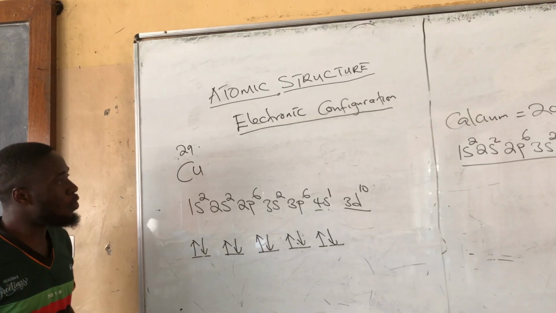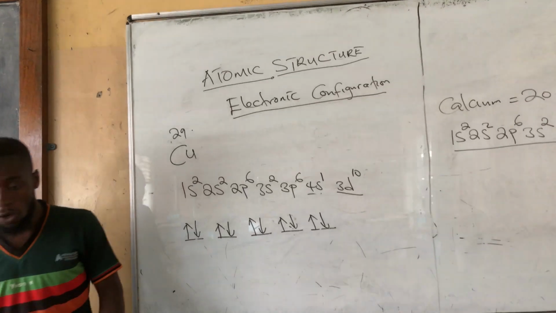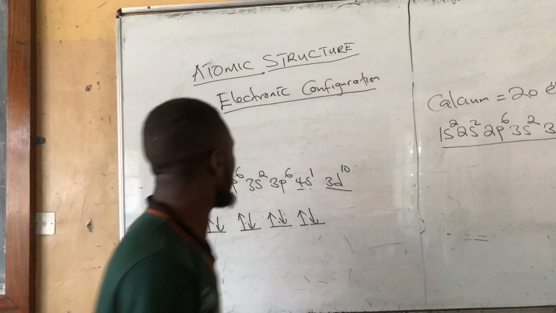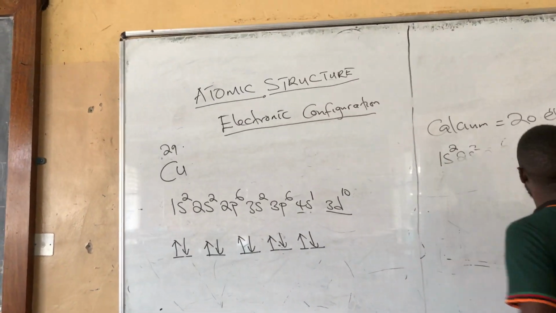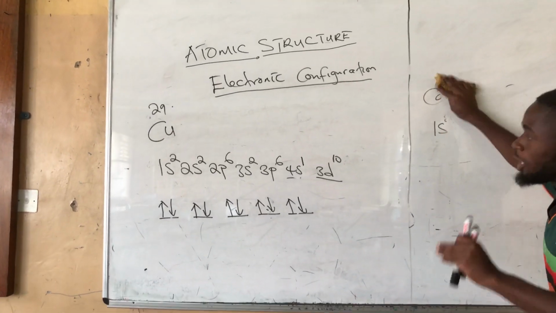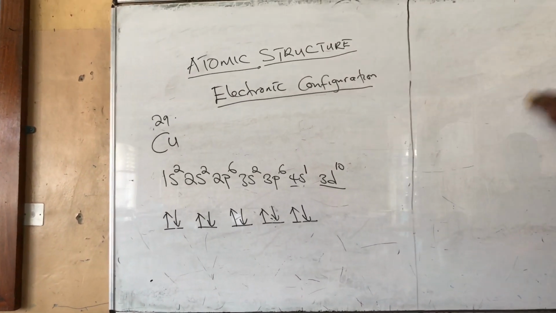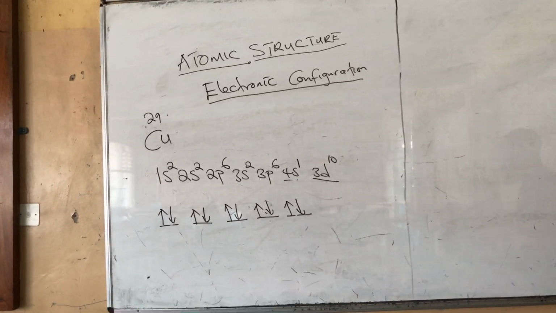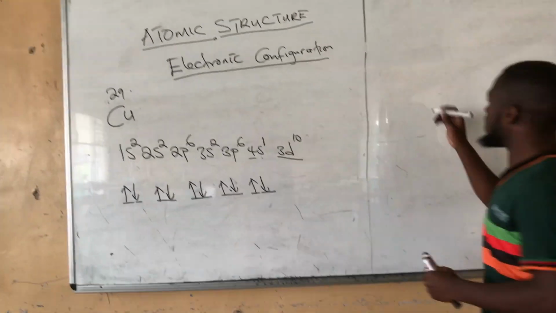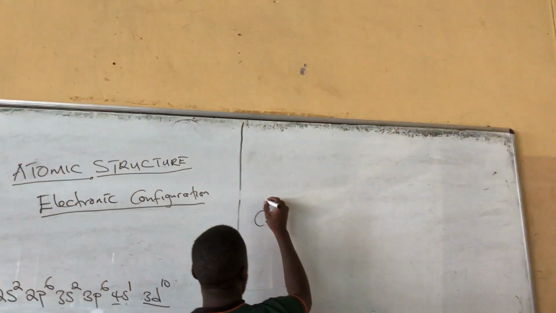So let's do chromium as well. These are the two exceptions, and they will usually examine you on these because they know these are the exceptions. You can't just go direct. So let's do chromium, which is Cr.